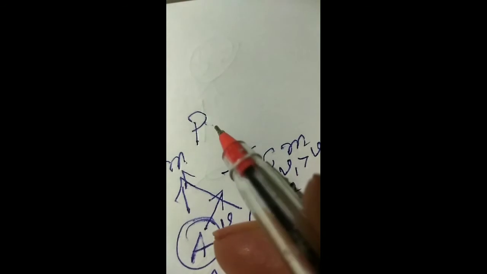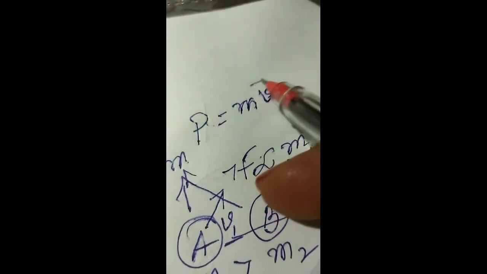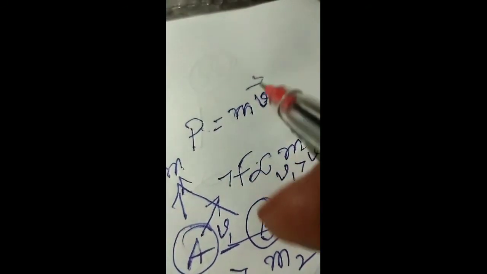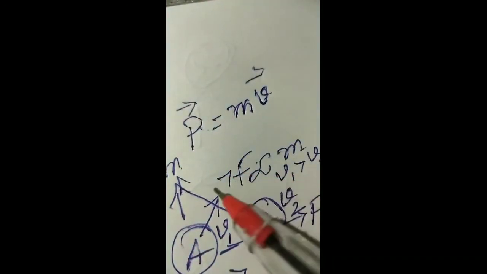Now, according to physics, momentum is nothing but the quantity of motion possessed by a body. Mathematically, momentum is the product of mass and velocity. So P equals m into v, where since v is a vector quantity, P is also a vector quantity.